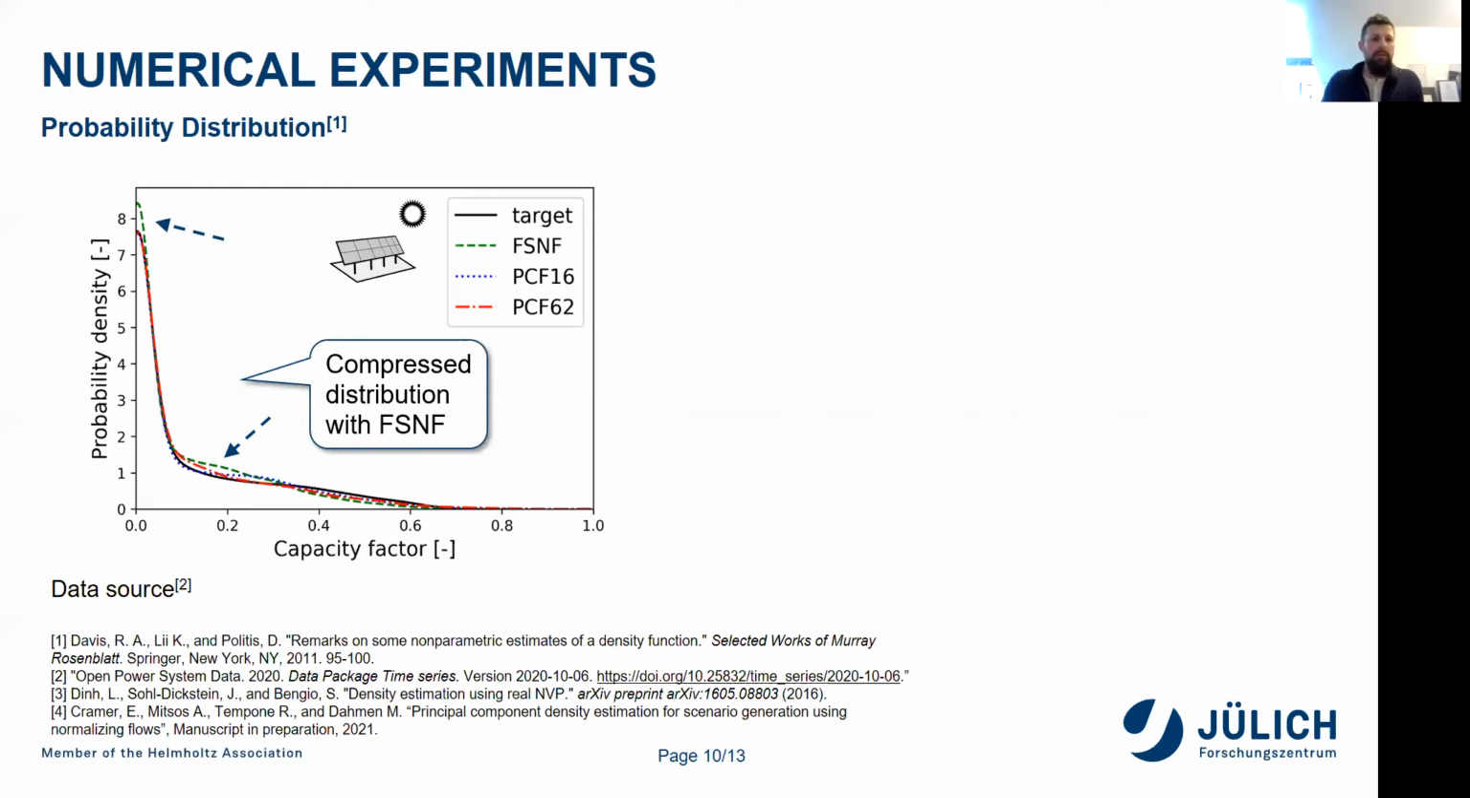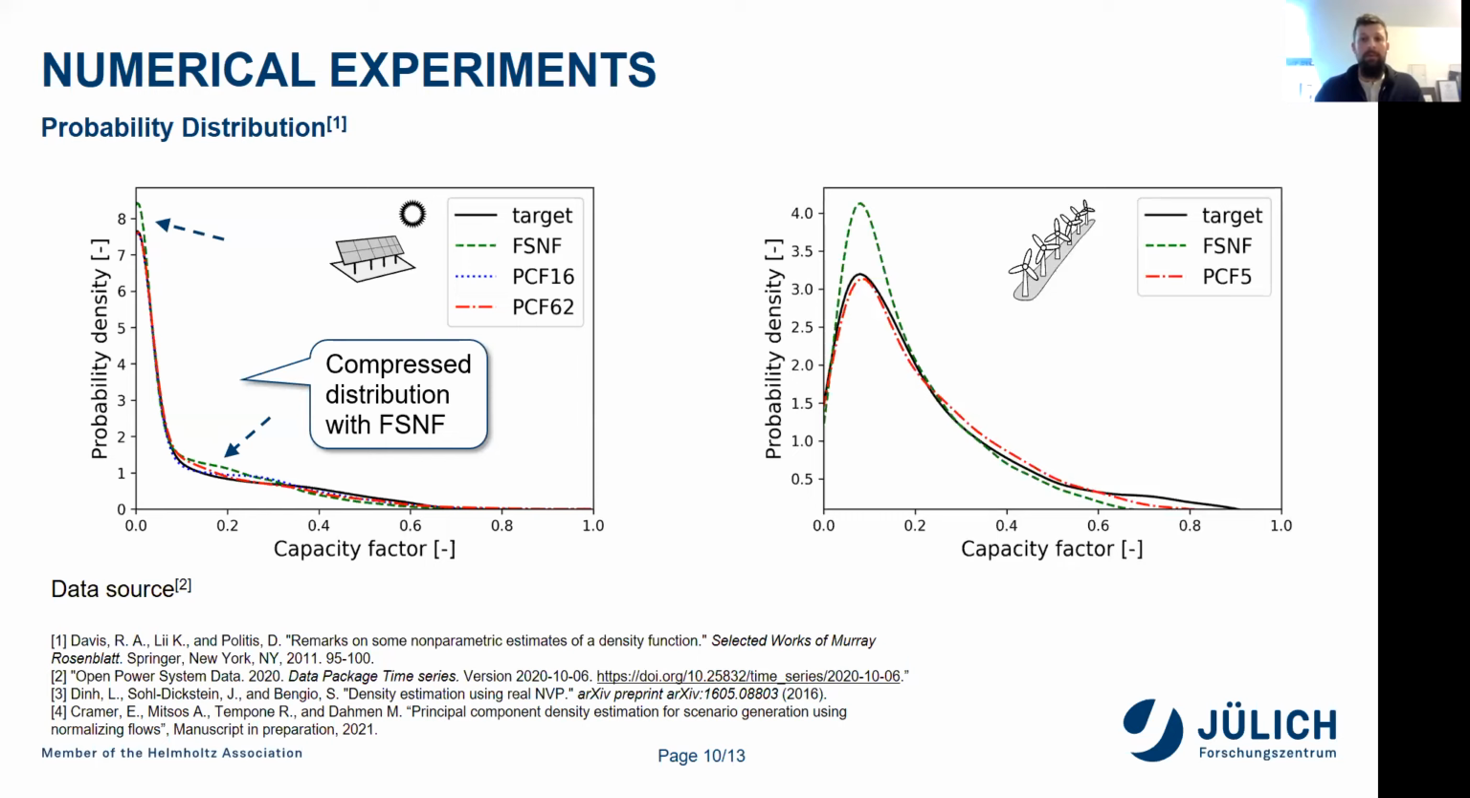However, if you look a little bit closer, we will find that the full space normalizing flow actually gives a little bit of a compressed version of the PDF, meaning that there's more data where the density is already high and less data in the tail of this distribution. And while this isn't as obvious here for the solar data, it's much more obvious for the wind, where we have this high peak and this shorter tail over here. Now, in both cases, we see significantly improved results because of the dimensionality reduction.